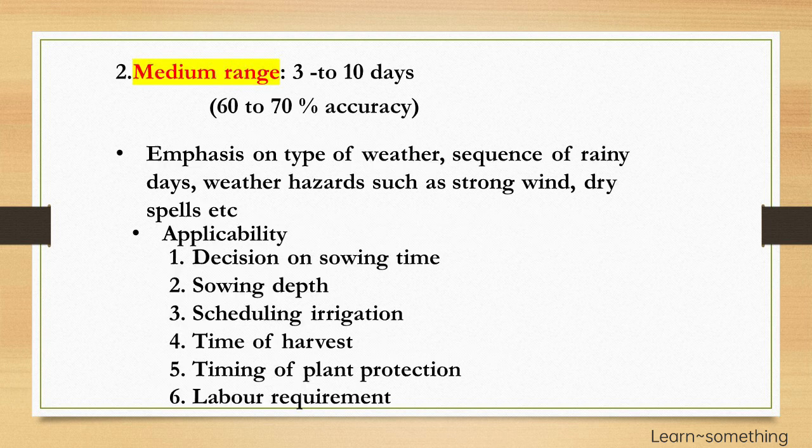Second one is the medium range weather forecast. It has a validity of 3 to 10 days. It has an accuracy of about 60 to 70%. It emphasizes the type of weather, sequence of rainy days, and weather hazards such as strong wind, dry spells, etc. It has applicability to decisions on sowing time, sowing depth, scheduling irrigation, time of harvest, timing of plant protection, and labor requirement.